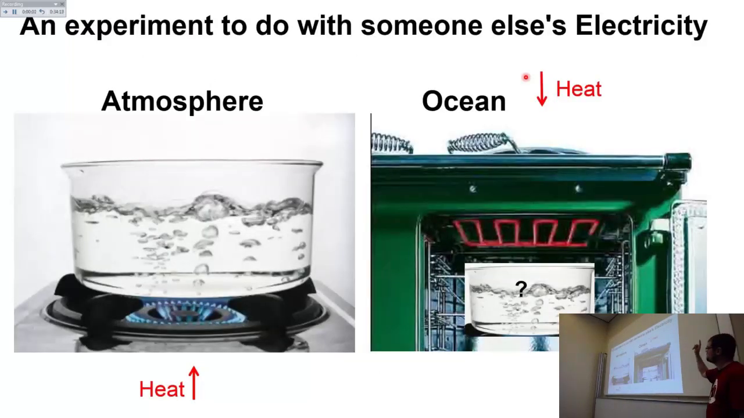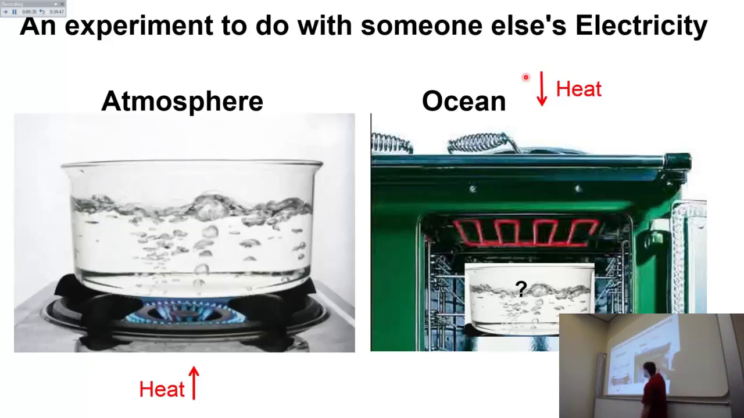It's also heated from the top. So don't do this experiment, but if you get a pan of water and you put it on a stove and you heat it from the bottom, it will boil. It'll boil because the water can convect up, round and round, and heat up the whole body of water, and it'll eventually get to 100 degrees Celsius and boil.